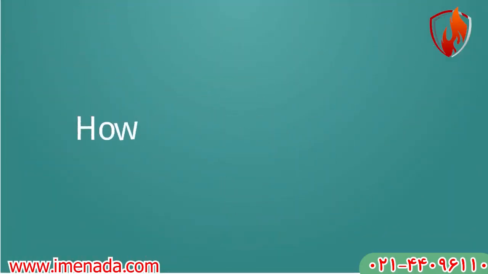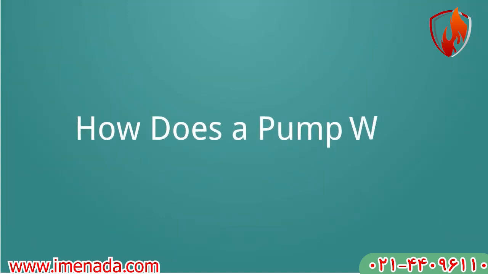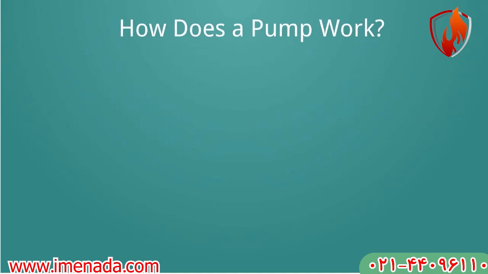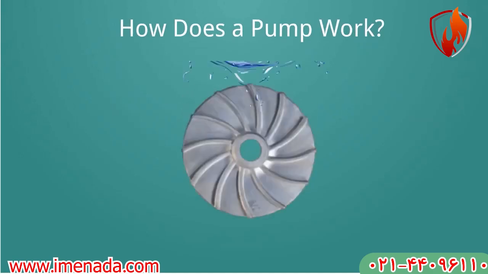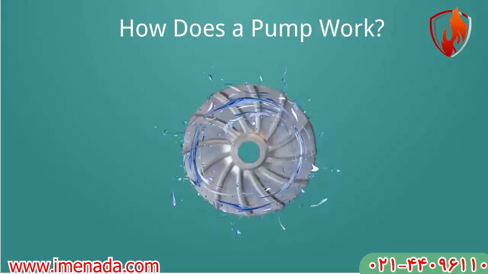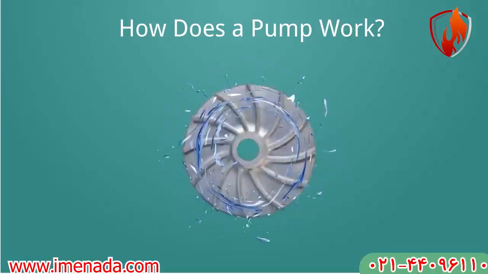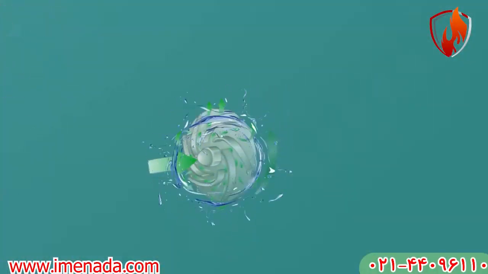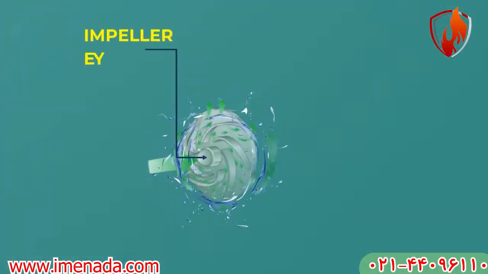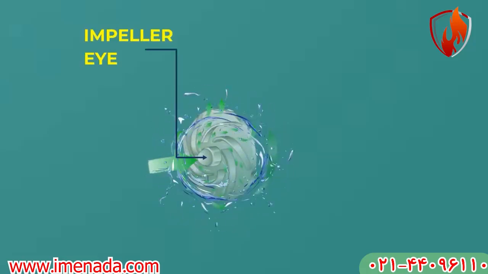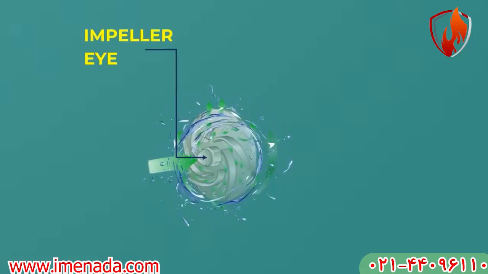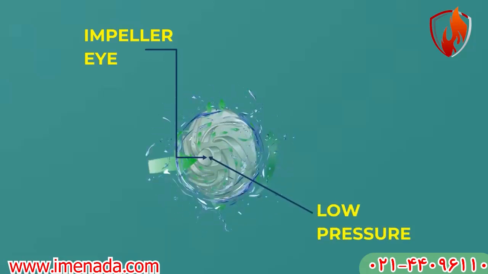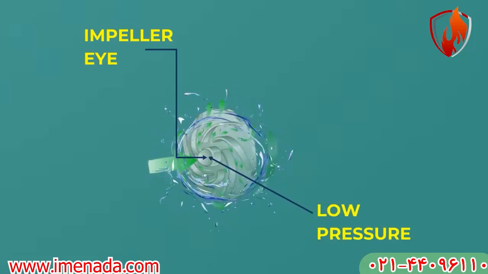Let's see, how does a pump work? Or, how does the water is introduced into the pump? Basically, we will learn the working principle of a pump. See, the impeller is rotating and associated water is also rotating with the impeller. This is the impeller eye. It means the center of the impeller. As the impeller rotates, due to its impeller design, low pressure will be created at the impeller eye.